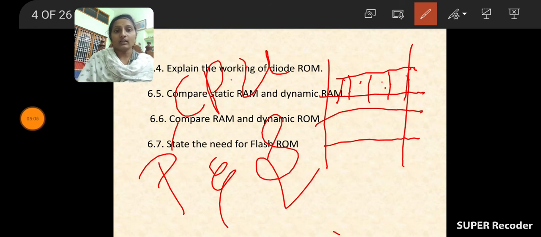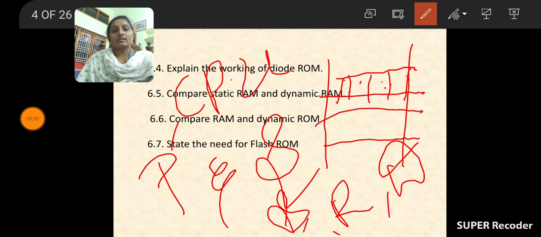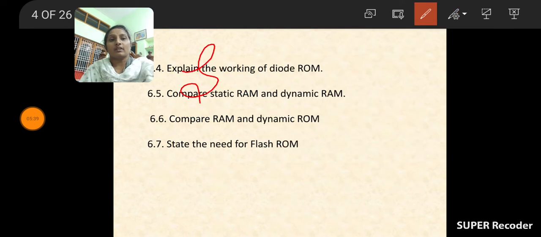Now, based on the accessing, the memories are classified into types: random access memory, direct access memory, and sequential access memory. Basically these are of two types, sequential and direct, and random is also there sometimes. In sequential access memory, the locations of memory are accessed directly one by one.